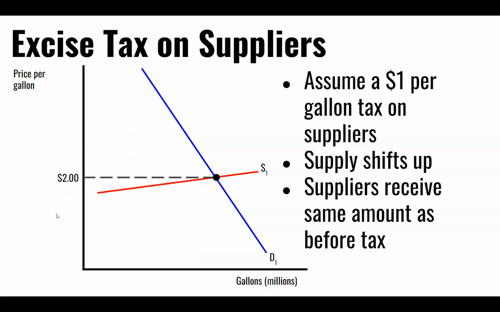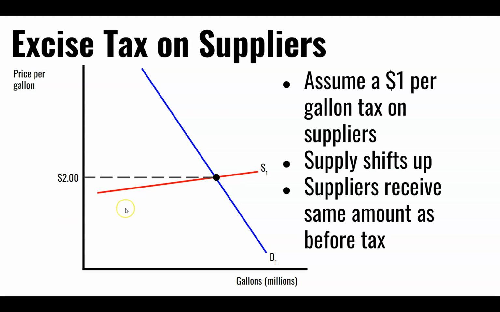Now we could also put the tax on suppliers. We could assume there's a $1 per gallon tax for every gallon of gasoline sold, in which case the supply curve would move up by the size of the tax. Suppliers would need to receive $1 more for every gallon of gas that they sell than before because they're going to receive $1 more, and then they're going to turn around and give that dollar back to the government, and that way they continue to receive the same amount of money per gallon.